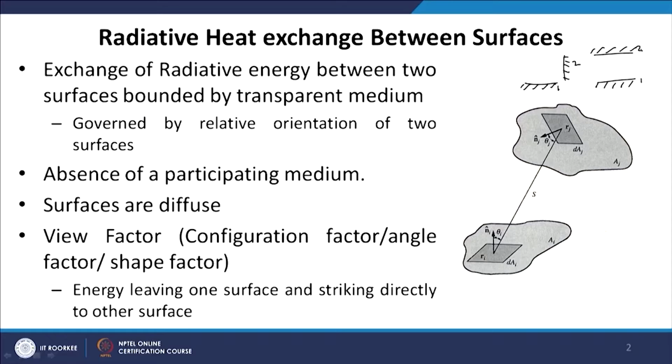So we define this view factor as the energy leaving one surface and striking the other surface directly. What we mean by directly striking the other surface is that radiation reflected from other intermediate surfaces is not accounted for. So radiation is emitted by one surface, it is diffused and it is absorbed by the other surface directly. There is no intermediate reflection taken into account in the evaluation of view factors.